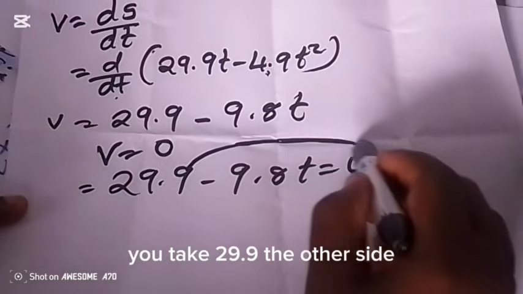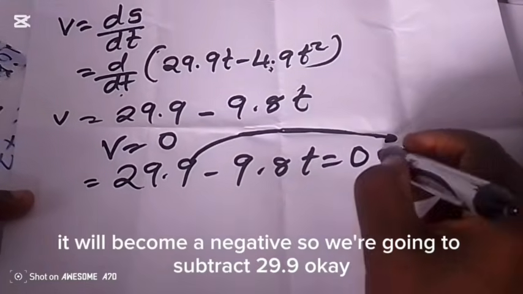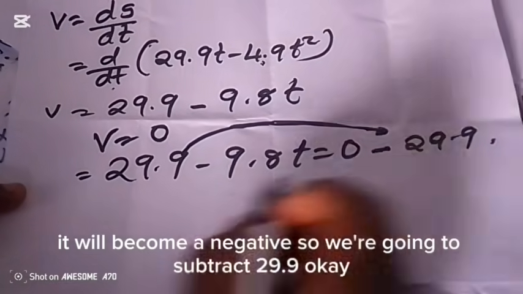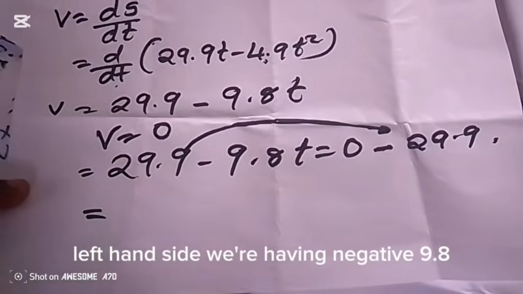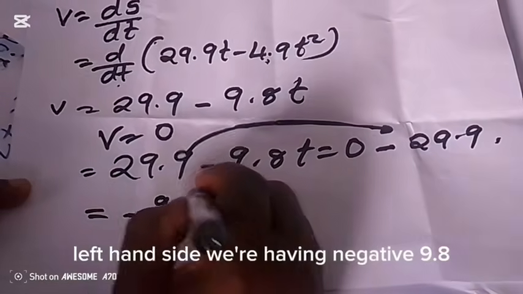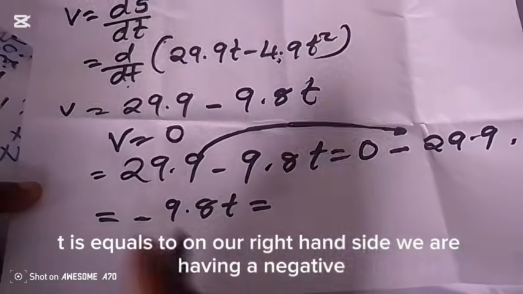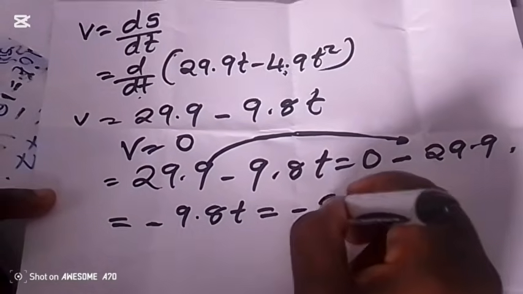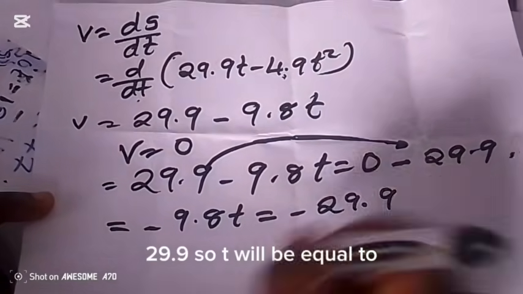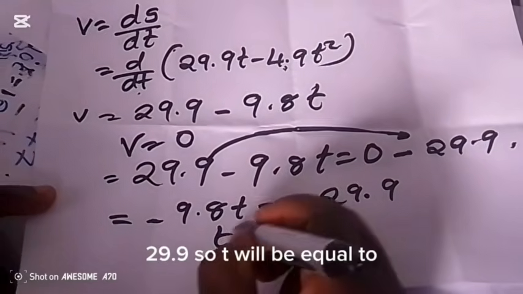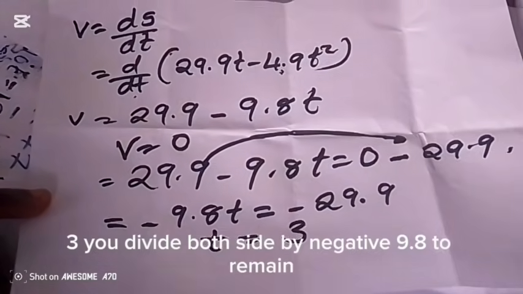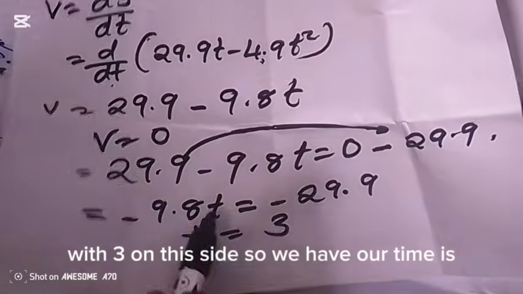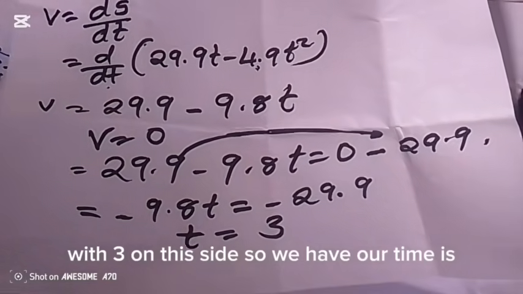You take 29.9 to the other side, it will become negative, so we subtract 29.9. On the left hand side we have negative 9.8t is equal to, on the right hand side, negative 29.9. You divide both sides by negative 9.8 to remain with t on this side. So t will be equal to 3.